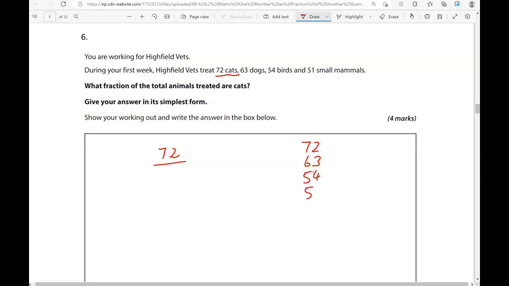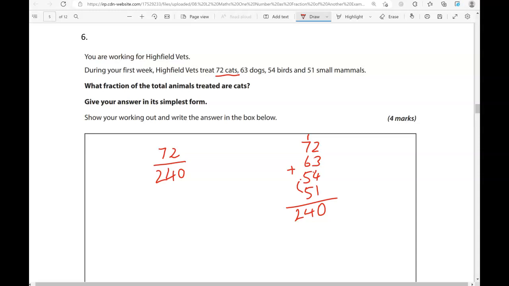54 and 51. So adding these together, we get 5 and 5, that is 10, so 0 down, 1 carried over. 7 and 6, that is 13, and the 1, that is 14, 14, and the 10, that is 24. So 240. 72 out of 240. We can simplify this further. We can divide both numbers by 2.